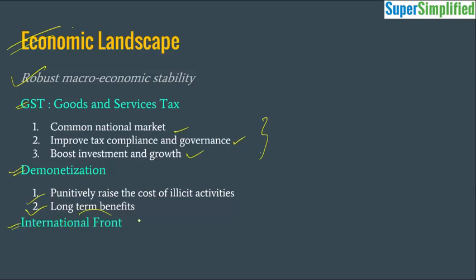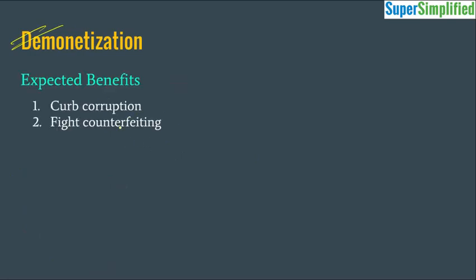Now if we go to the international front, then there are 2 major developments. The first one is Brexit and the second development is the US elections, right? So these are 2 things. How are they going to impact us? We'll see in the forthcoming slides. Now let's come to demonetization. So let's list out the expected benefits out of demonetization first of all.